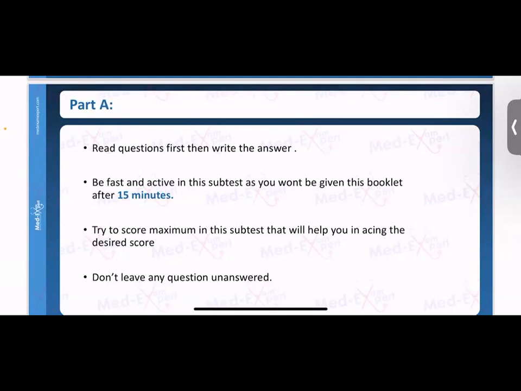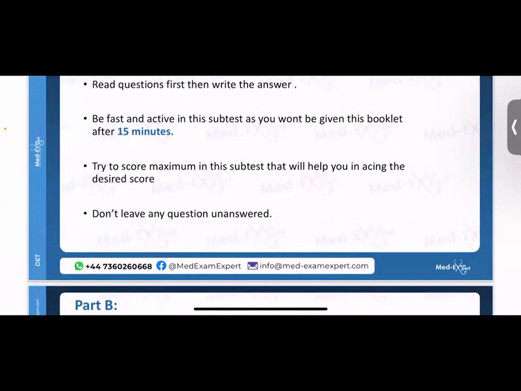So try to complete your part A in the first 15 minutes. This is the top scoring part. But there's a drawback that it is also a game of time management. If you get all 20 correct in part A, then you have margin for mistakes in part B and part C. But what if you don't get all 20 correct in part A? Then your score may go down, because part A is the top scoring one and you haven't scored much in it. So try to score the maximum in this subtest. That will help you achieve your desired score.